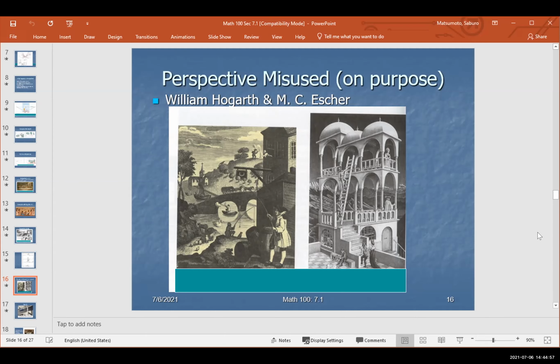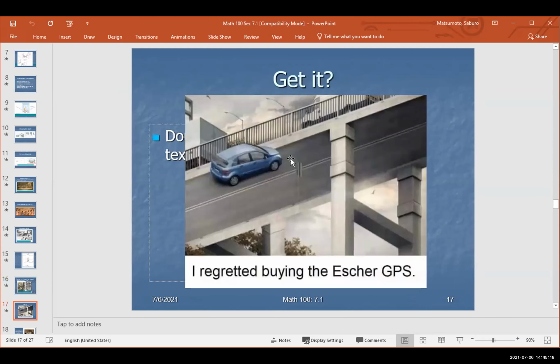Escher, and you can tell that something's wrong. The one on the right is by Escher, the one on the left is by Hogarth. And if you look really carefully, you know something's wrong, some perspective's wrong. For instance, on the left-hand side, there's a woman on the second floor giving a cigarette light to a guy far, far away on the hill. Okay, so regret buying an Escher GPS.